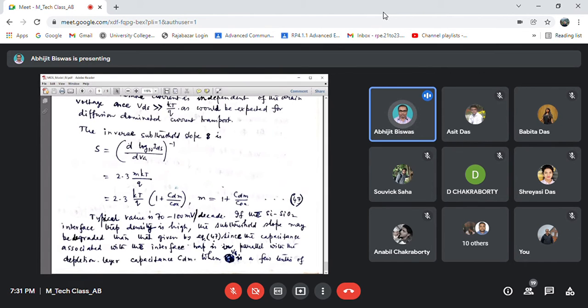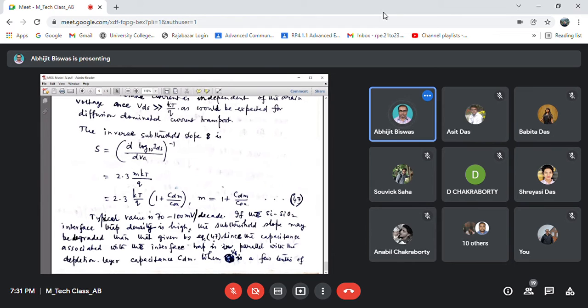A higher value of inverse subthreshold slope means the curve will be flatter in the subthreshold region, and that will result in a higher off-state leakage current. And you cannot use this device for low power applications. So we need a steeper subthreshold slope. The ideal value of the subthreshold swing is 60 millivolt per decade. You cannot go below that because of this one term.